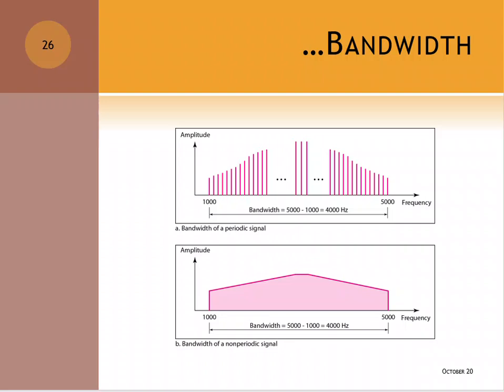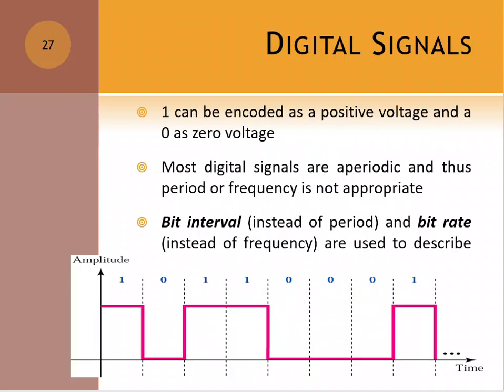Okay, next we move to digital signals. Previously we have seen analog signals. So analog signals, just to recall back, we have three elements when we are drawing an analog signal. We consider amplitude, frequency, and phase, and we have done some calculation based on that. So now we move to digital signals. One can be encoded as positive voltage and zero as zero voltage. So bila kita consider digital signal, satu akan dilukis sebagai positive, zero sebagai zero voltage.